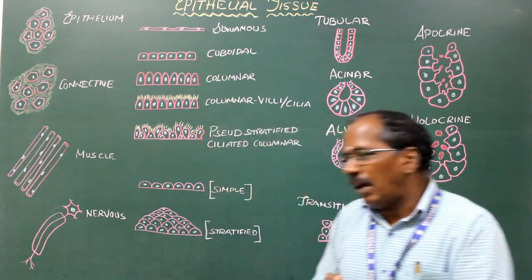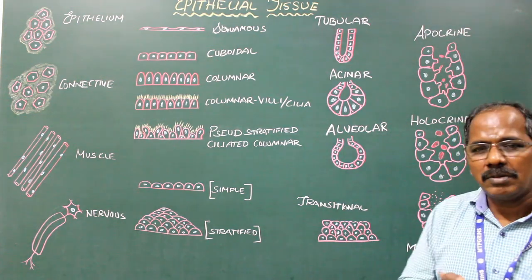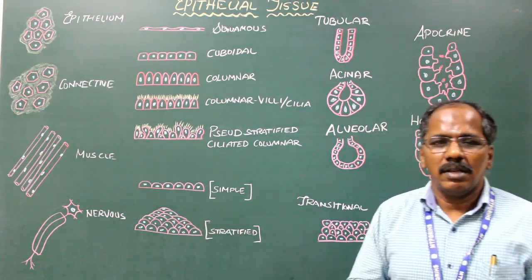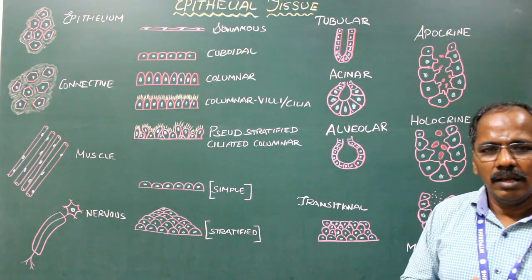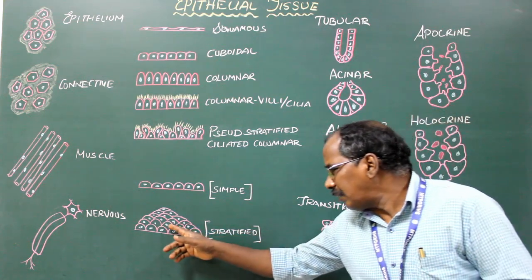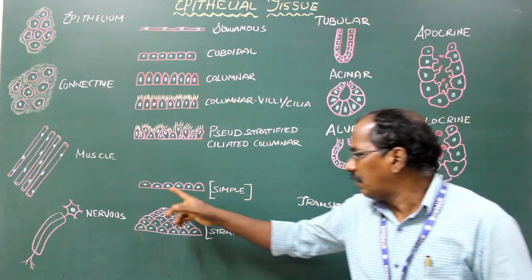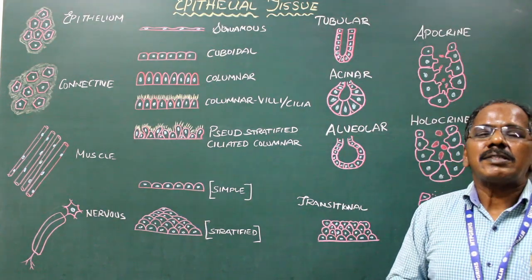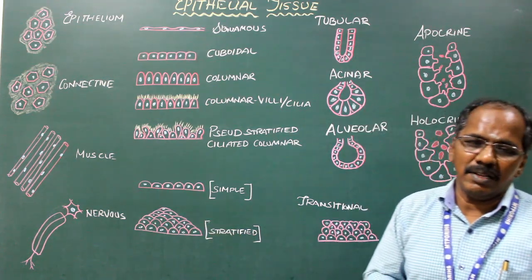The covering and lining epithelium may be divided into two types depending upon the layers of cells and shape of the cells present in the epithelium. So it is of two types. Number 1, simple epithelium. Number 2, stratified or compound epithelium. Simple epithelium consists of a single layer of cells arranged on a basement membrane. Stratified epithelium consists of 2 or more layers of cells.